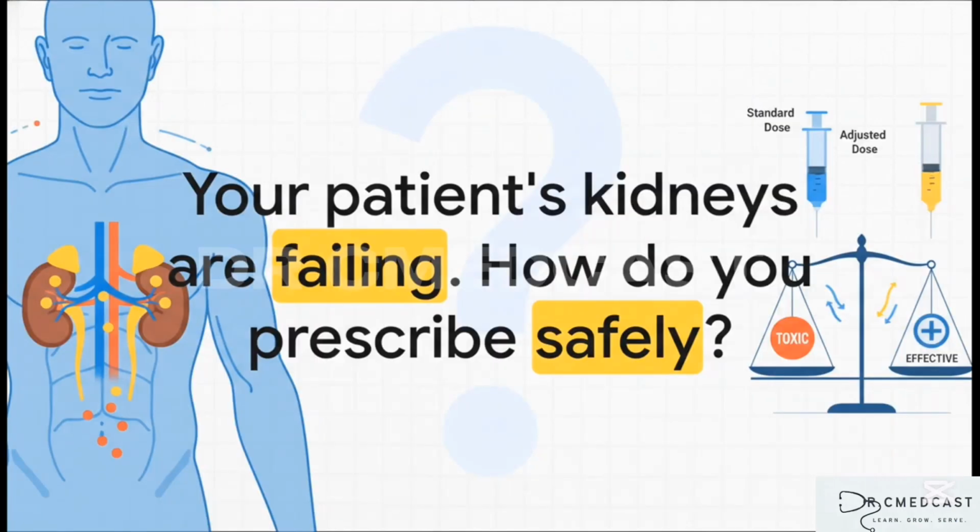So let's start with this scenario, one you're going to face all the time in clinical practice. Your patient's kidney function is declining, they definitely need medication, but now you've got a problem. A normal dose might become toxic, but if you adjust it incorrectly, the drug might not even work. This is the tightrope you have to walk, and it's the core challenge we're unpacking today.